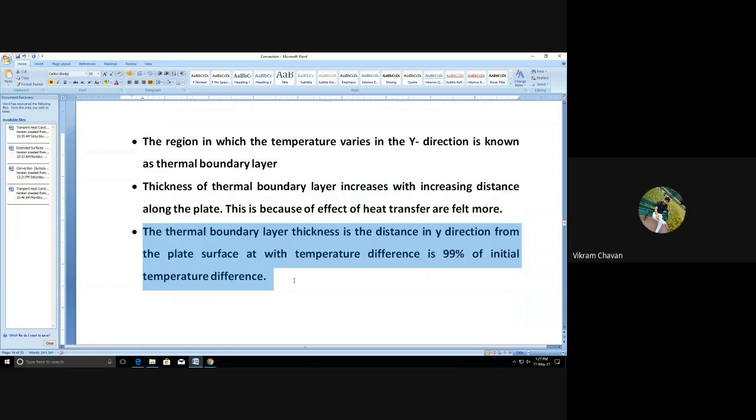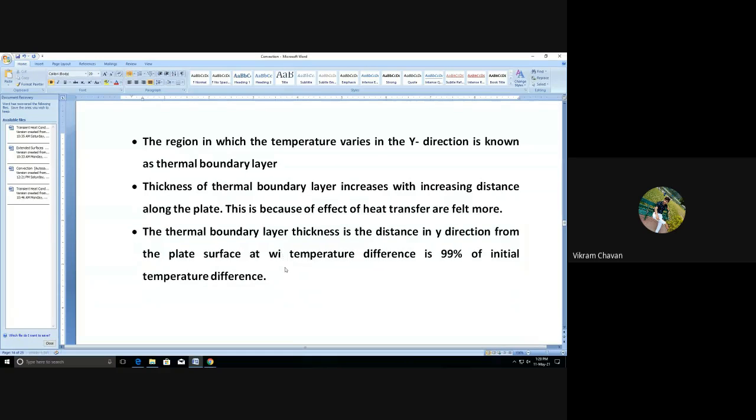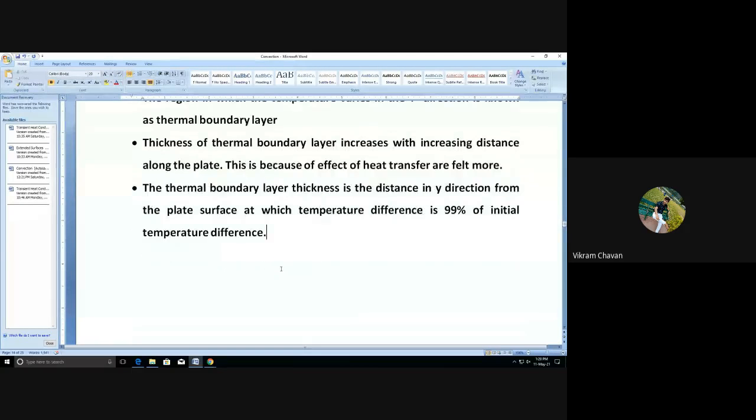Next, the thermal boundary layer thickness, that is delta Th, is the distance in y direction from the plate surface at which the temperature difference is 99% of the initial temperature difference.